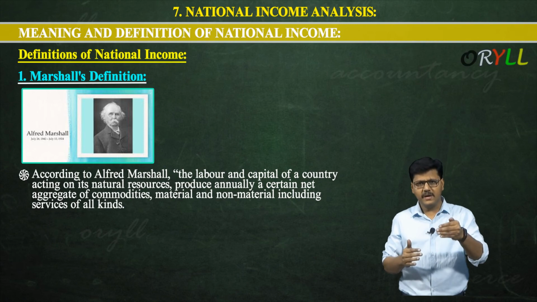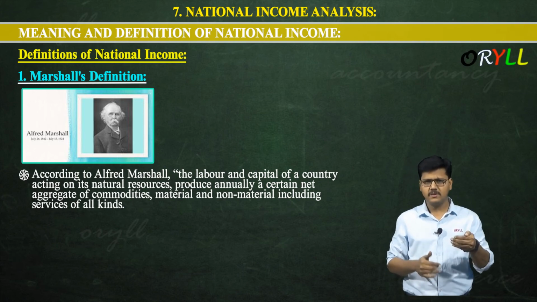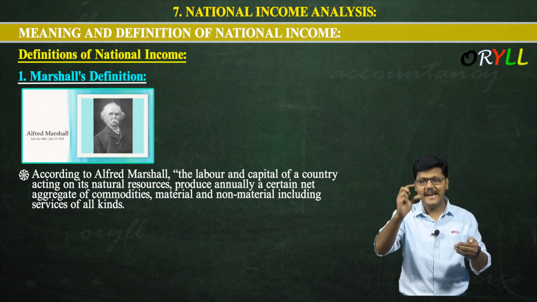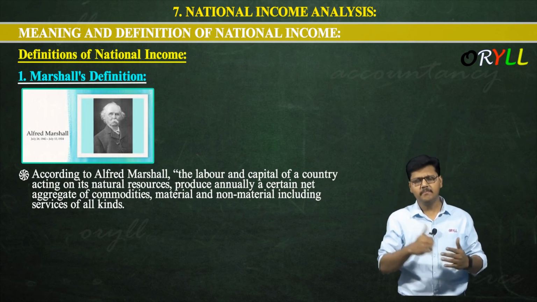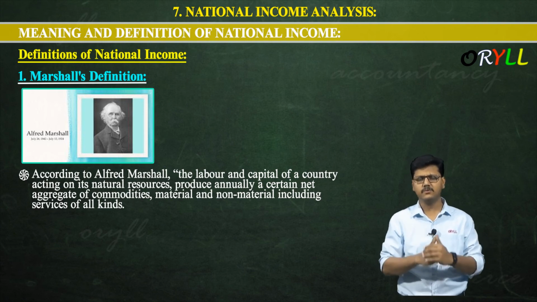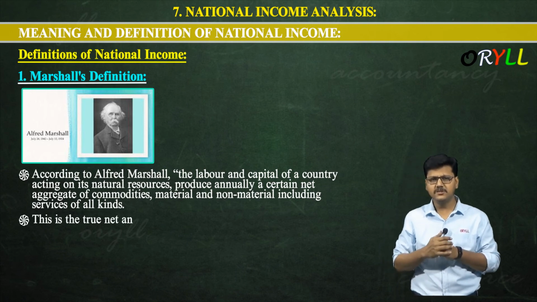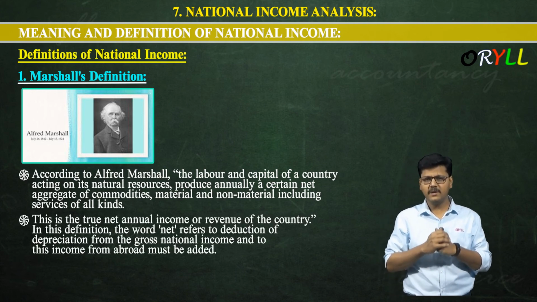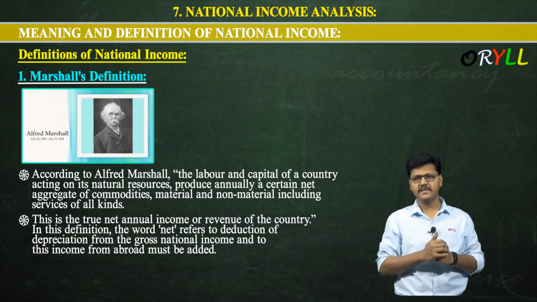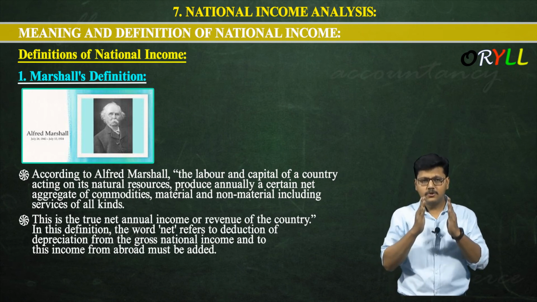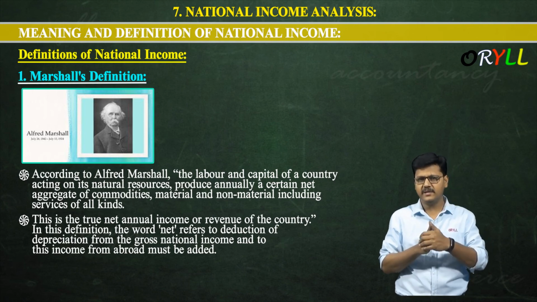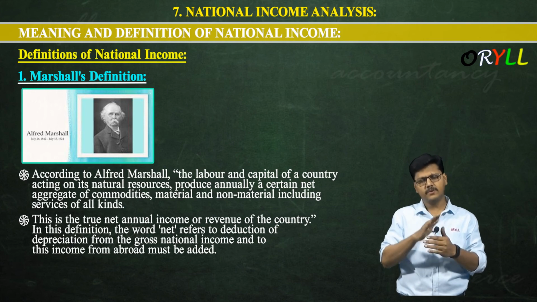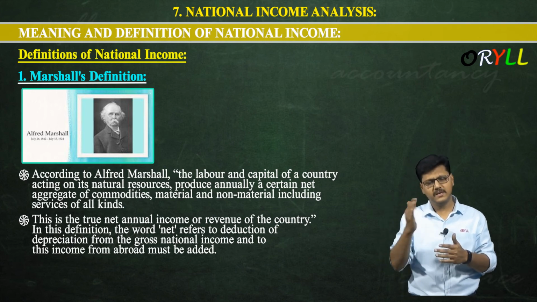That is, people are working, the country is acting on natural resources, producing annually a certain net amount. It means only what is produced in that year, material or non-material, that is services, together is called national income. That is the meaning of Marshall's definition. And he says it is the true net annual income or revenue of the country. Net annual income means we have to deduct some amount. We will clearly understand what net income is in coming points.